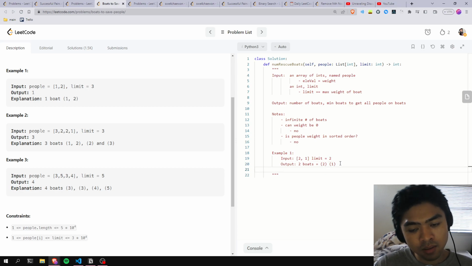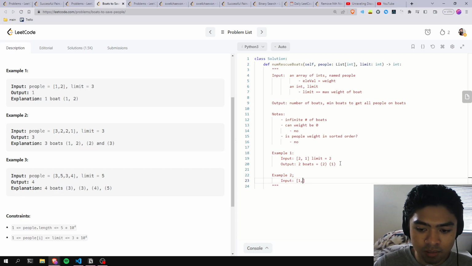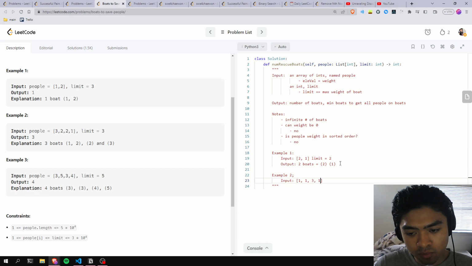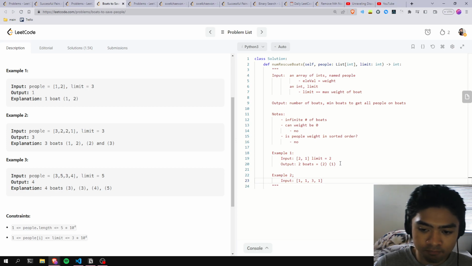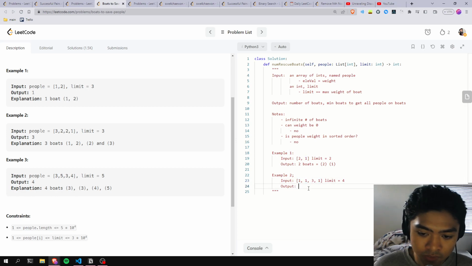But what about an example where we have two boats and they're both full, with two people each? So example two, let's say our input is 1 1 3 2 3 1, and the limit is 4. Okay, so for the outputs, we can look at it any way where it's maybe like this, we can make this a pair or this a pair or this a pair first that we look at.